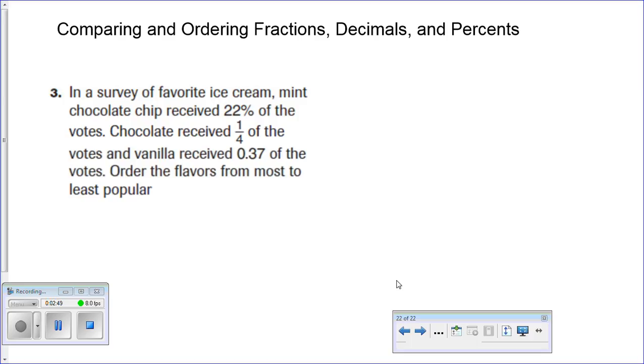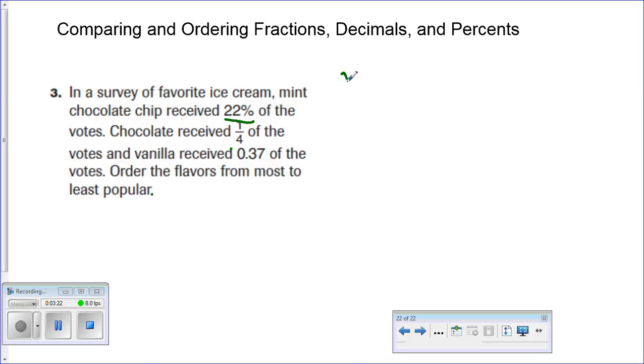In a survey of favorite ice cream, mint chocolate chip received 22% of the votes. By the way, mint chocolate chip is my favorite. So 22% of the votes. Chocolate ice cream received 1/4 of the votes, which means 1 out of every 4 people picked chocolate. And vanilla received 37 hundredths of the votes. Okay, so order the flavors from most to least popular.